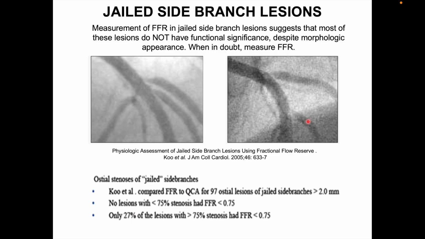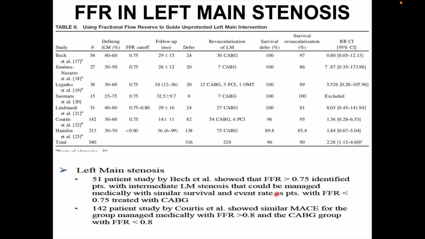Now this is a study by Koo and his colleagues, and what they've done is they've measured 97 ostial lesions in jailed side branches which were more than 2 millimeter, and no lesion with less than 75% stenosis had a significant FFR. So if the angiographic stenosis in the side branch, which is a jailed side branch, is less than 75% stenosis, that probably is a functionally non-significant stenosis, and you can leave it alone. And if in doubt, you can perform the FFR.